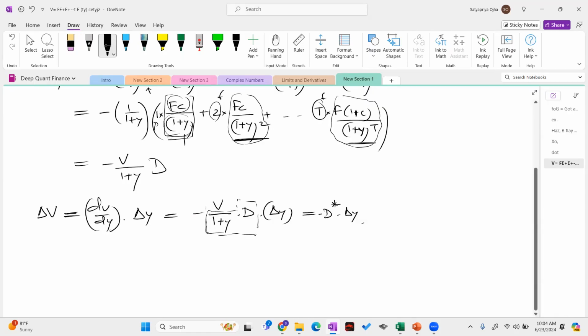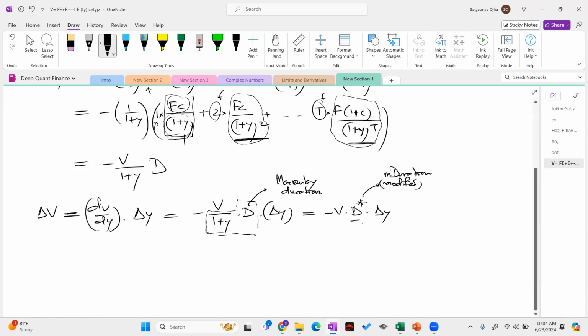D divided by 1 plus Y is called D star. So there is still a V here. We rewrite this: minus V times D star delta Y. D star is D divided by 1 plus Y. Now D is called the Macaulay duration, which is the average waiting time of receiving all the cash flows. D star is called M duration or modified duration. M stands for modified. You modified the duration. So that is just one number, right?